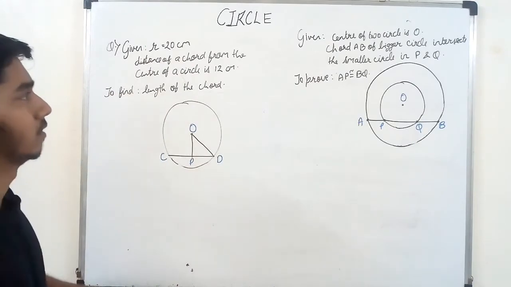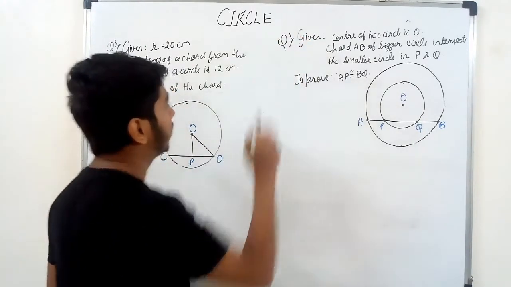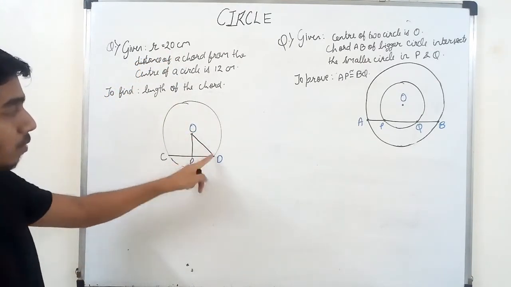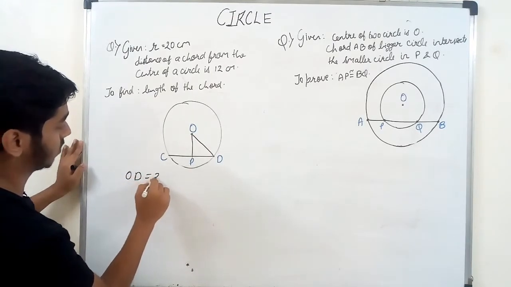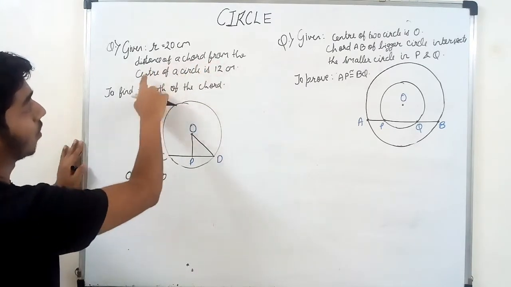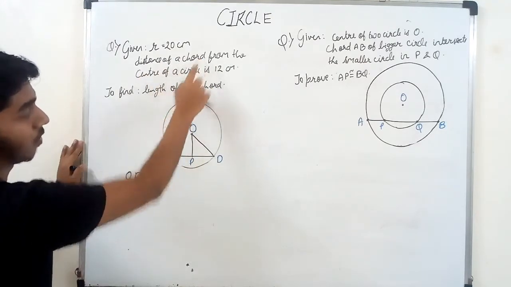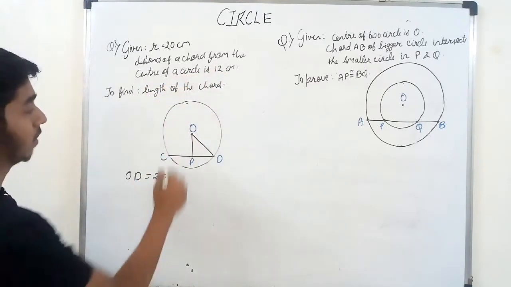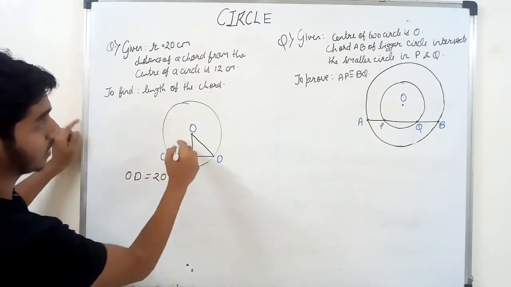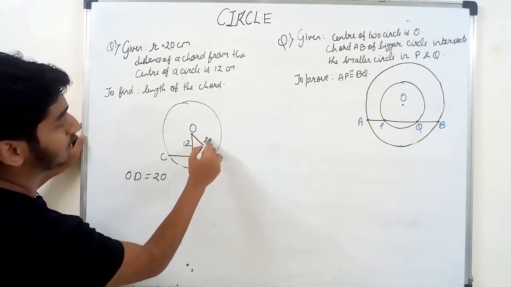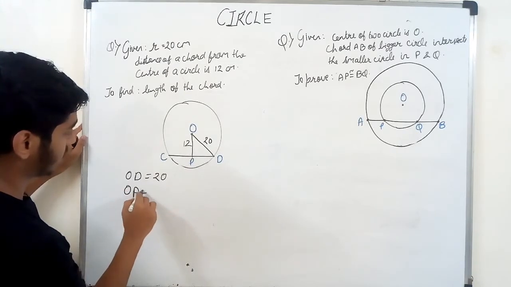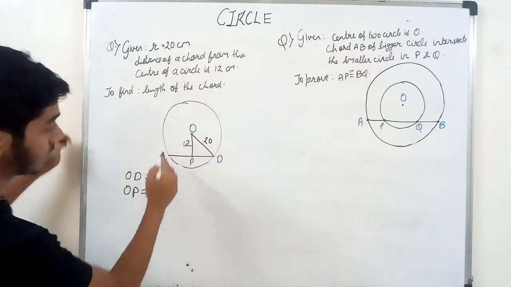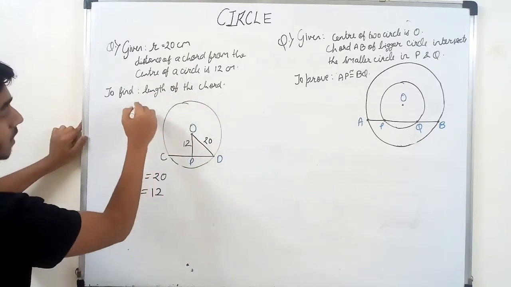Let's see the first question, which says the radius is 20 centimeter. So OD is 20 centimeter. Then the distance of a chord from the center of a circle is 12 centimeter. So the distance from the center to the chord is 12. So this is 12 and this is 20. So I'll say OP is 12 centimeter. Now find the length of the chord, meaning we need to find CD.